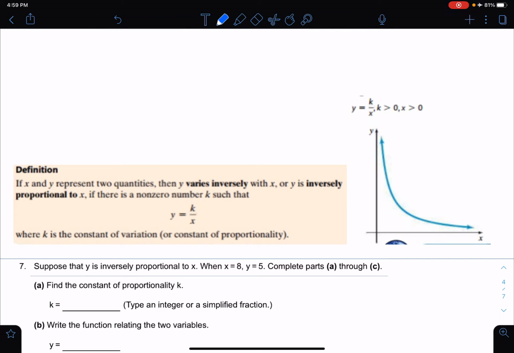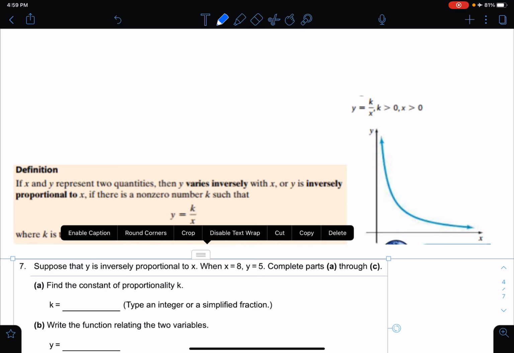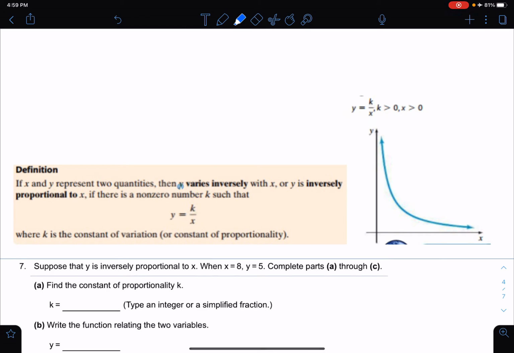if X and Y represent two quantities, then the catchphrase Y varies inversely with X, or Y is inversely proportional to X, right? So that's what we're looking for now. That phrase or this phrase. And when you see those phrases, it's an inverse variation problem, which means Y equals K over X.